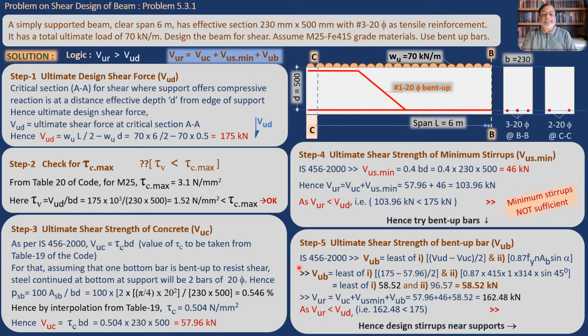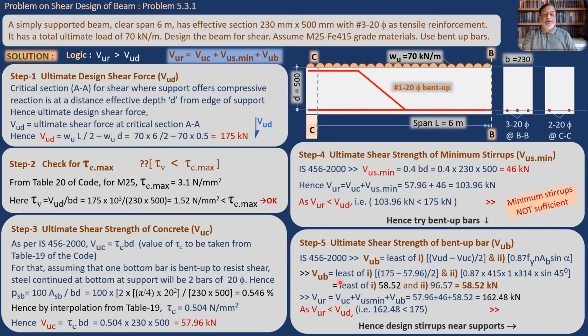Now IS 456-2000 is giving us a formula for VUB also. VUB means ultimate shear force resisted by bent up bar in this case. So the IS code is giving this formula. VUB is equal to the least of, meaning the smaller of two values. The first value is VUD minus VUC, both of which we have calculated, divided by 2. And the second value is 0.87 Fy times AB sin alpha. This is a small formula as the code has given. So you have to calculate both values, and you have to take the smaller or the least of the two values.